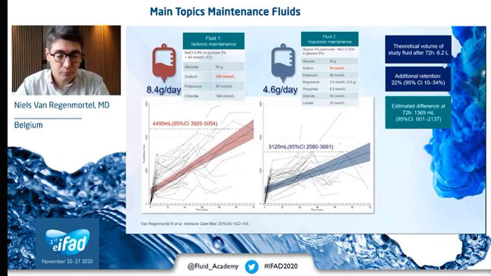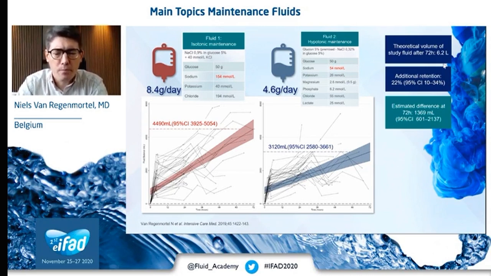And what we saw is that we gave enormous amounts of sodium even in this hypertonic group, just because these patients need some resuscitation fluids. After 3 days, 4.6 grams per day went in the hypertonic group, 8.4 grams per day went in the isotonic group. On fluid balance, there was a difference of 1.3 liters; the fluid balance was more positive in this isotonic group.